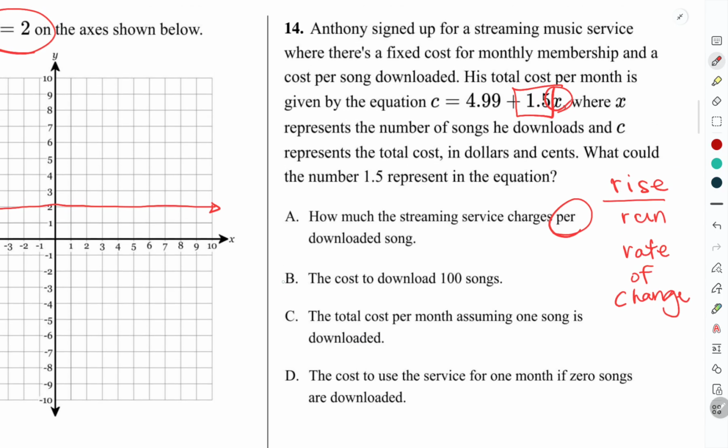For 100 songs, there's no 100 in here, so that doesn't make sense. The total cost per month, assuming one song is downloaded. I appreciate the word assuming, but that's a red flag for me. We don't assume. And then the cost to use the service for 1 month if 0 songs are downloaded. That would be the y-intercept, right? When x equals 0, that's the y-intercept. That's not what we were asked for. We were asked for the slope. So it's A.